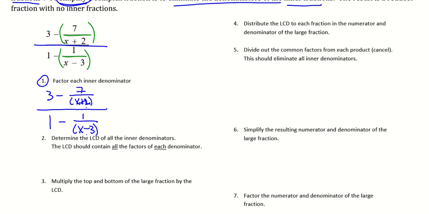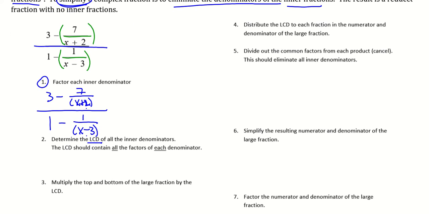My second step is to determine the LCD of all those inner denominators. So my LCD should contain all the factors of each denominator. My first denominator has the factor of x plus 2, so that's going to go into my LCD. My second denominator doesn't have x plus 2, but it has x minus 3, so that's going to be part of my LCD. If I had common factors, so if I had an x plus 2 squared on top, and an x plus 2 on the bottom, I would take the highest power of that common factor, like we did when we add and subtract.